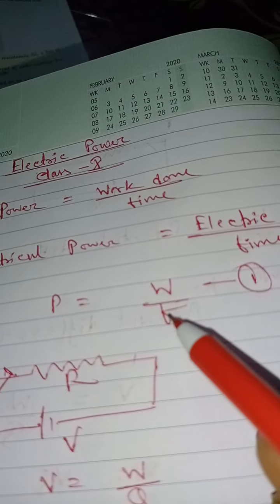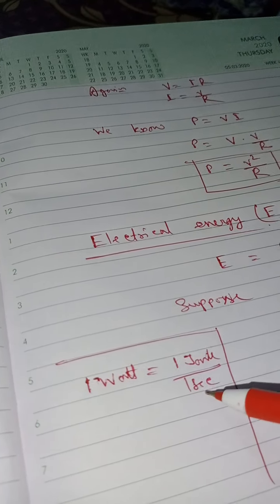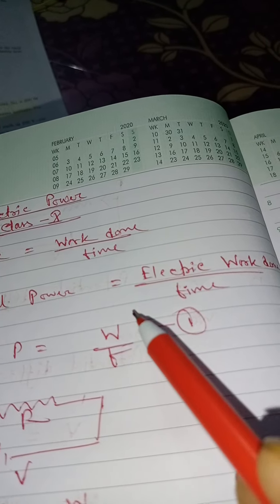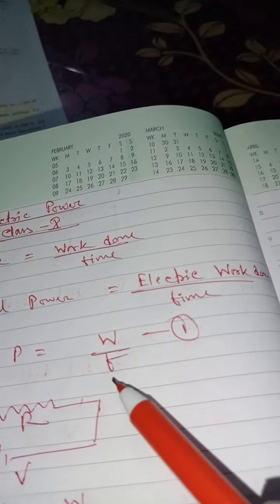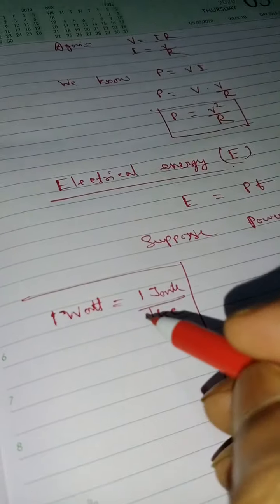That means here P is equal to W by T. So in place of W we put 1 joule, and in place of T we put 1 second. That means if 1 joule of work is done in 1 second, suppose electrical work done is 1 joule and time is 1 second, then that power is known as 1 watt.